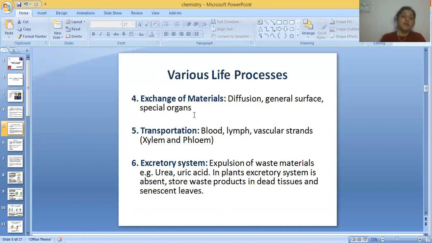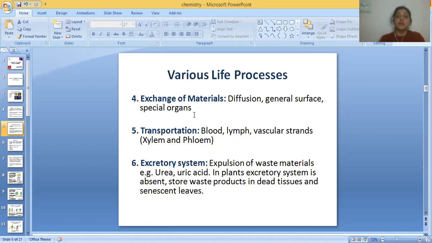Transportation is another life process which happens in multicellular organisms. They have well-developed blood and lymph systems which helps in transporting the material. Diffusion is not very much successful because it may take very long time to transport materials inside the body. Then in plants, we have vascular system such as xylem and phloem, which helps in transportation of food material. And these are all life processes.